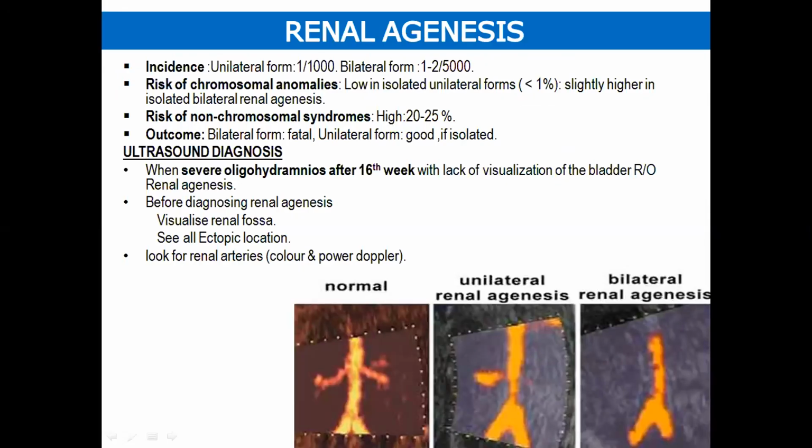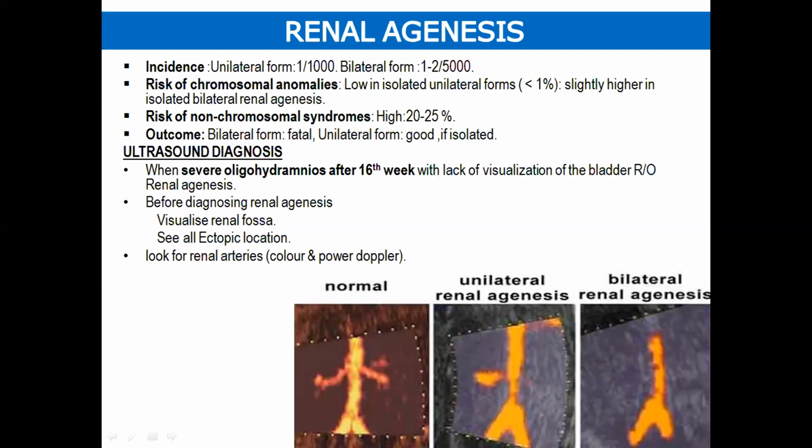The kidneys can be small, kidneys can be large, and kidneys can be absent, sometimes renal agenesis. When we are scanning obstetric ultrasound after 16 weeks and we are getting a severe oligohydramnios and lack of visualization of the bladder, we have to look for the kidneys in the renal fossa and ectopic locations.